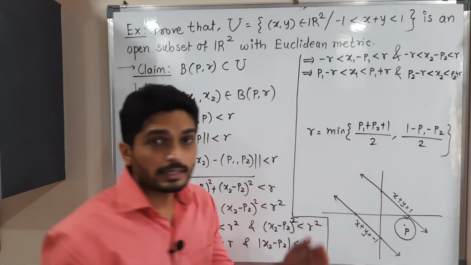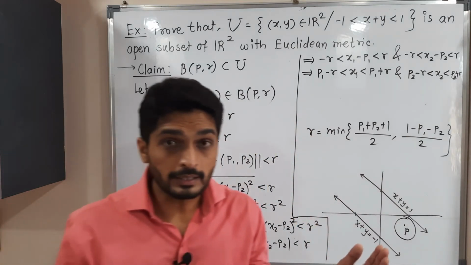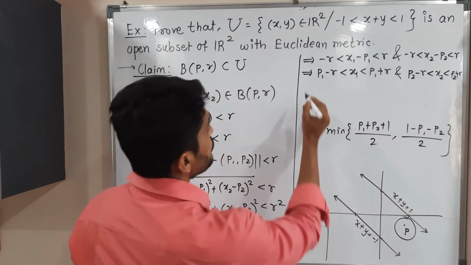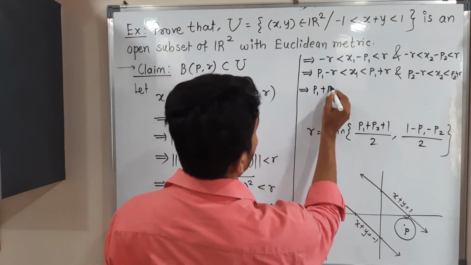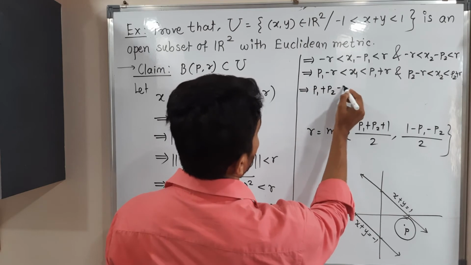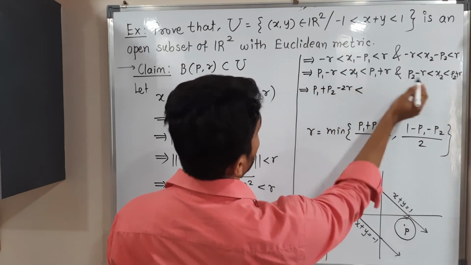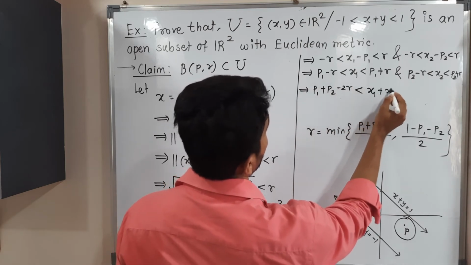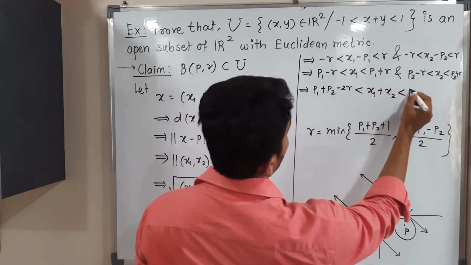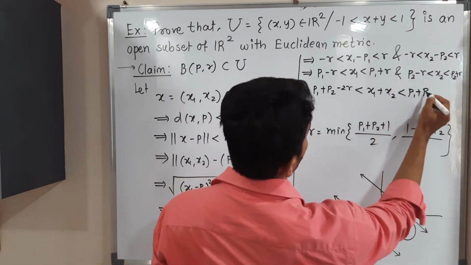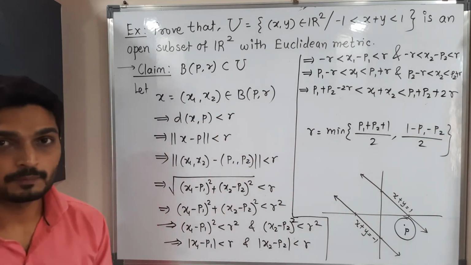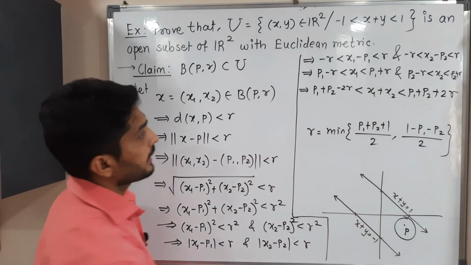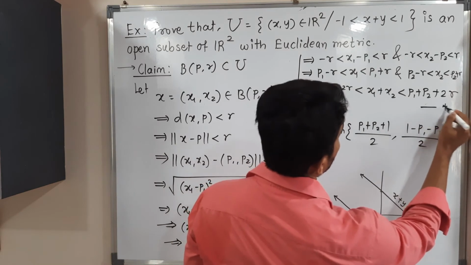Okay, so let us add them. I am going to add the inequalities. So I will add the first inequality: p1 plus p2 minus R minus R, that is minus 2R. Middle term x1 plus x2. Last term p1 plus p2 plus R plus R, that is 2R. This is what we are getting. I will call it equation star.